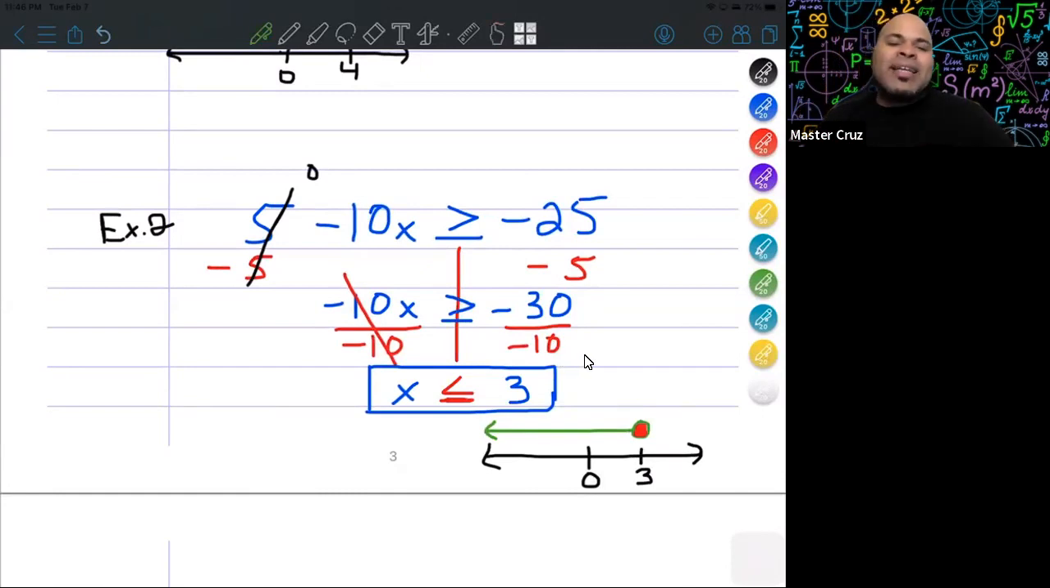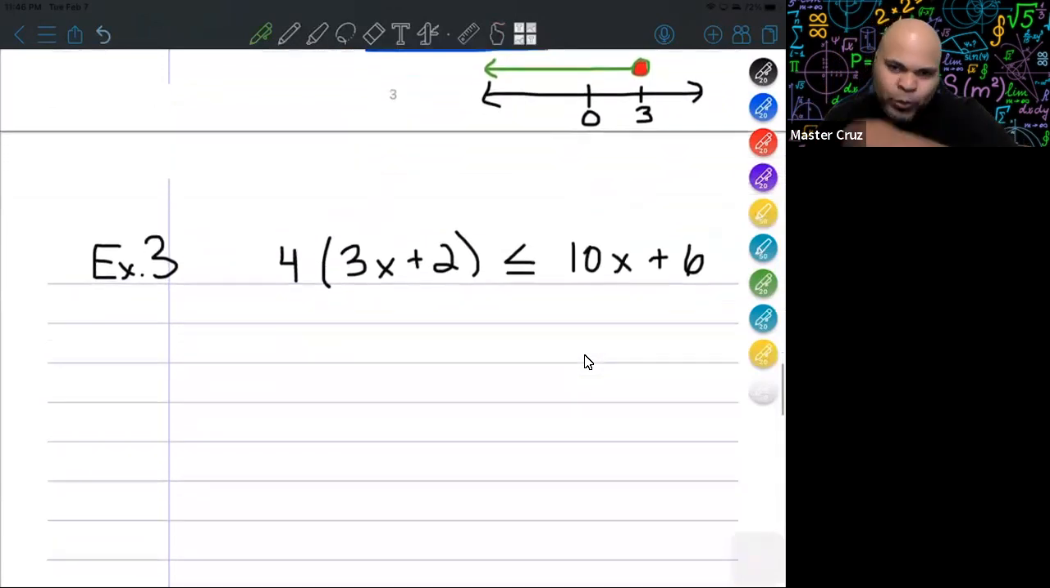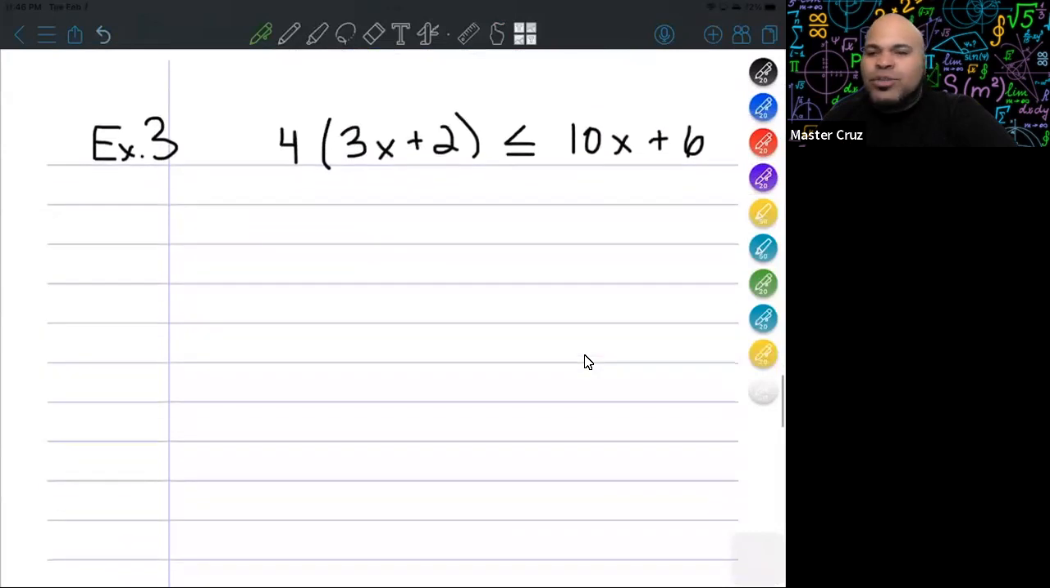I have one last example, and that will be the last example. What happens if you have variables on both sides? Well, again, you're going to treat this just like if it was an equation. So because you have parentheses, the first thing that we're going to do is distribute those parentheses.